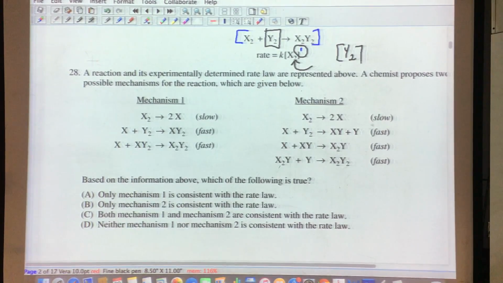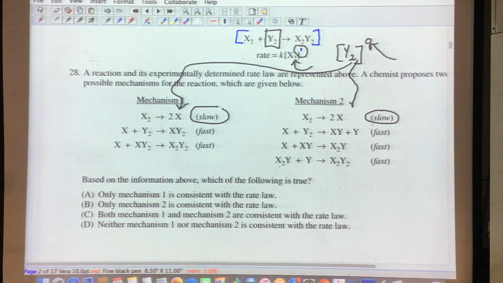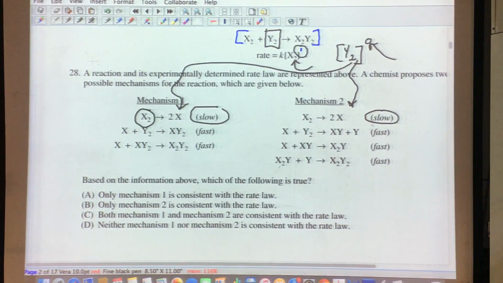So it's not given. If it's a rate order of 0, it has no effect to the overall mechanism because it's not in the slowest step. So both of them are not showing y2 in the slowest step, which is a good thing. If something is a 0 order, they're not going to write it because it's not in the slowest step. You still need it. So both of them show that, which is a good thing. So the slowest step just has the x2.